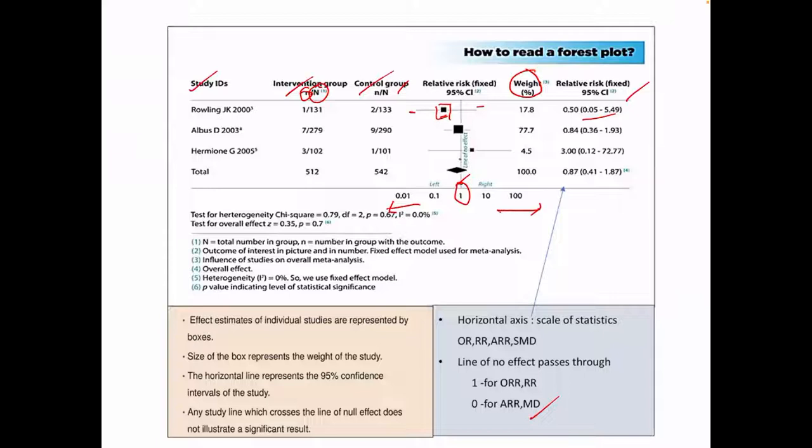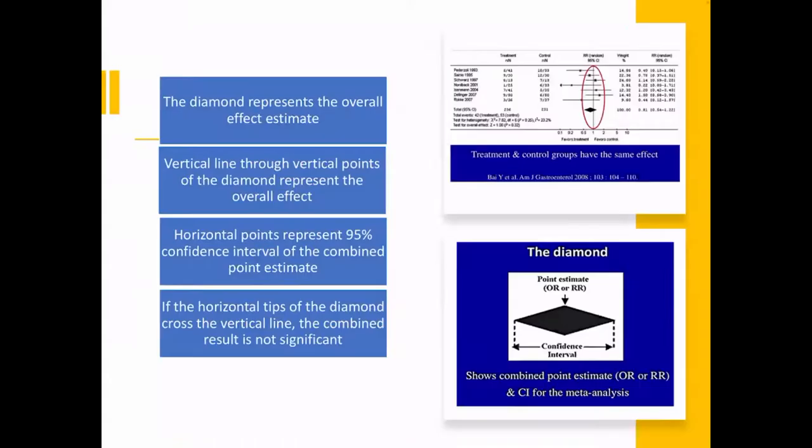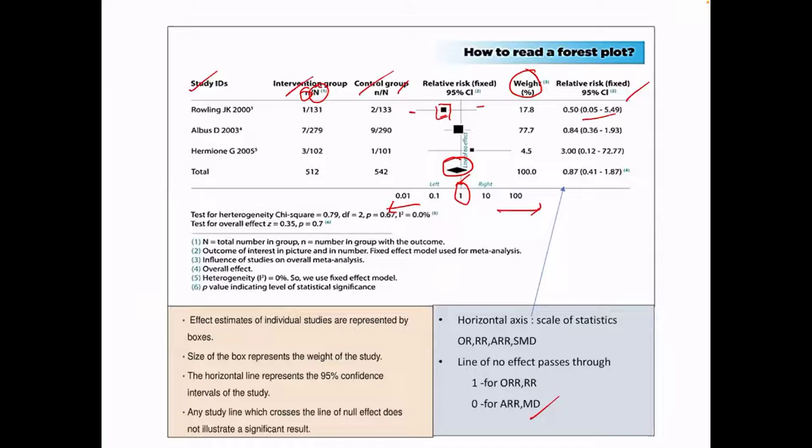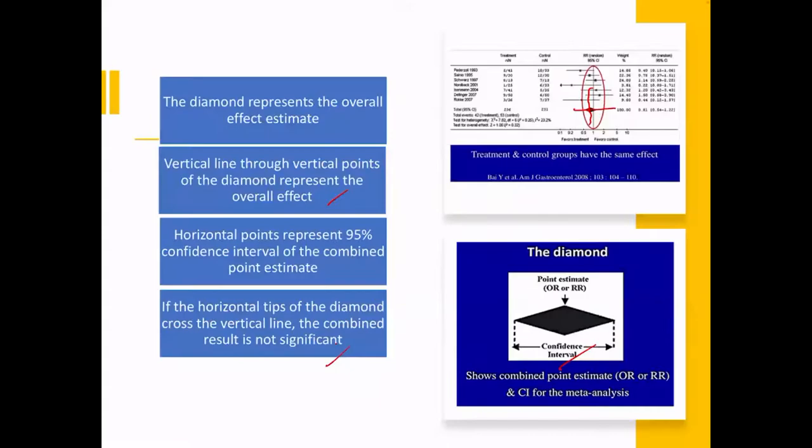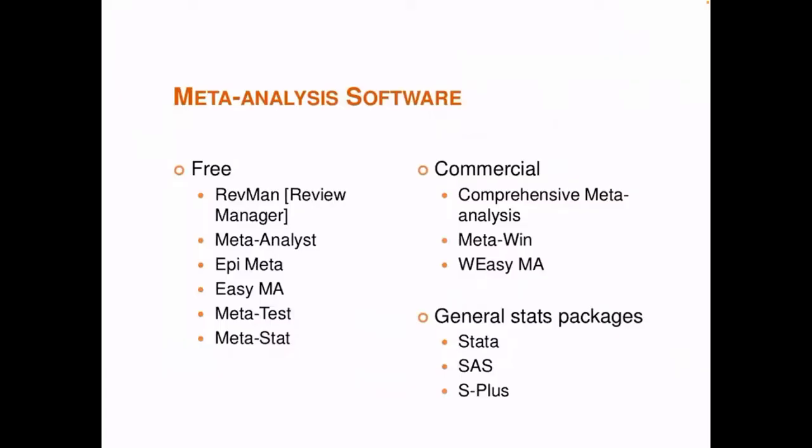So the diamond represents the overall effect estimate. The vertical line through the vertical points of the diamond represents the overall effect. The horizontal line, when it passes through the diamond, indicates the confidence interval. And if the horizontal tips of the diamond cross the vertical line, the combined effect is not significant. In fact, if any of these squares hit the line of no effect, that means the results of that study are not significant in either direction. So meta-analysis software is freely available on any of these sites.